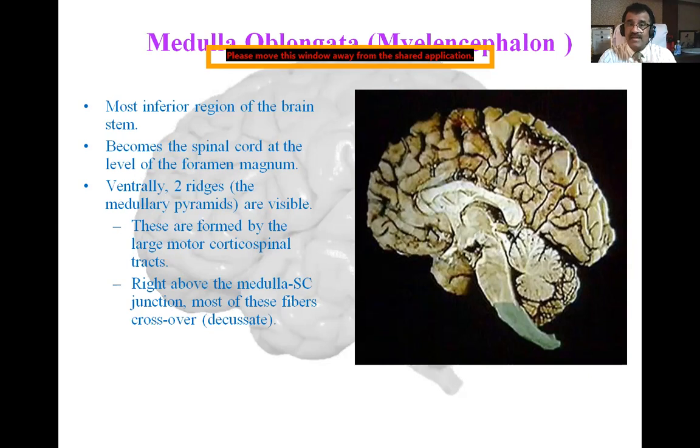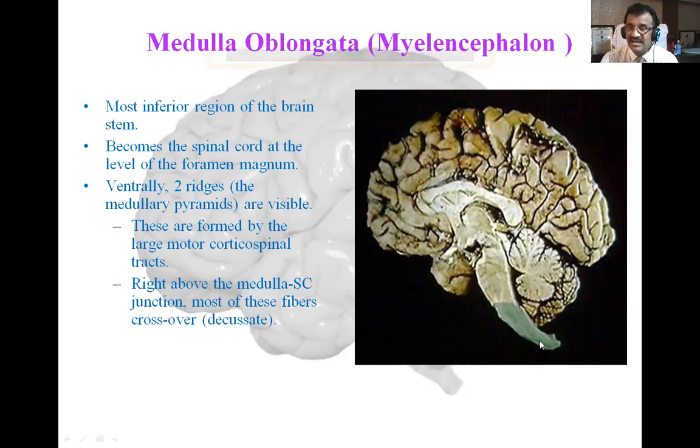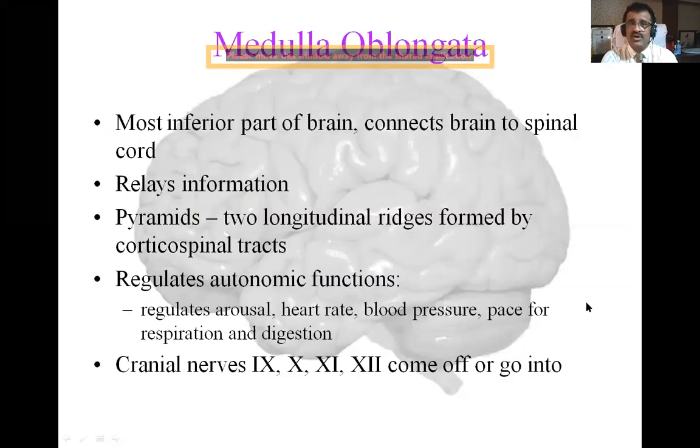So this portion is a part of the medulla oblongata and spinal cord junction. There is a crossing of fibers, that's called decussation. In physiology, it's useful for you. The most inferior part of the brainstem is the medulla oblongata. It connects the brain to the spinal cord. It relays information. There are two pyramids, two longitudinal ridges formed by corticospinal tracts. So those pyramids contain corticospinal tracts.